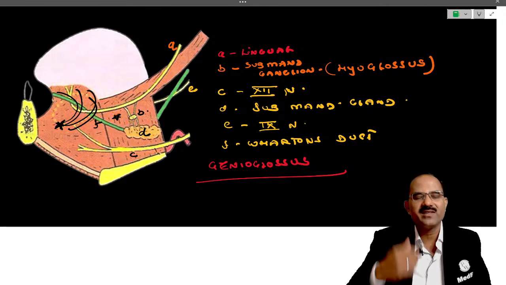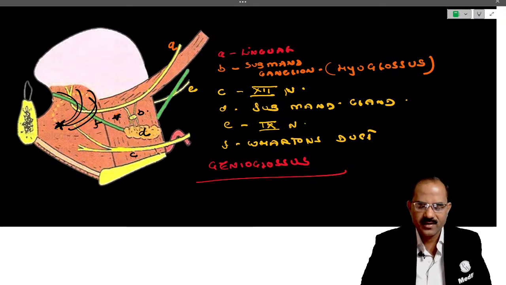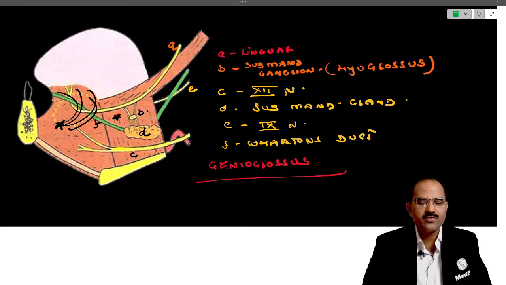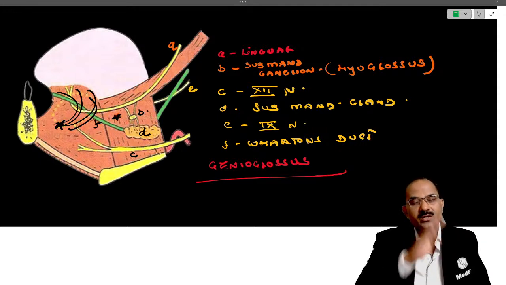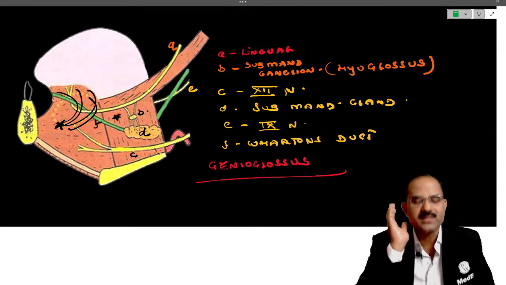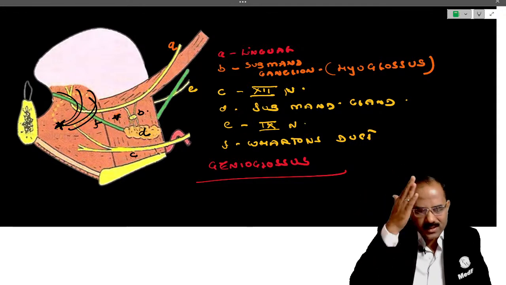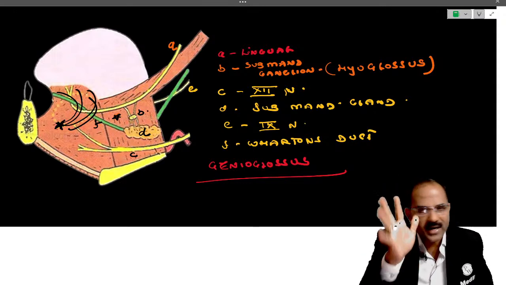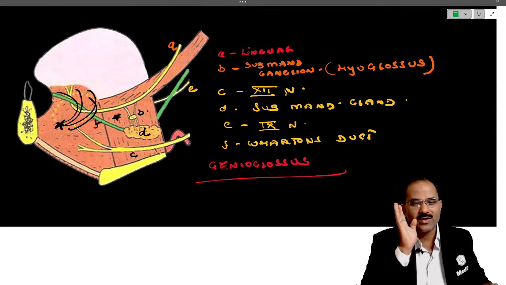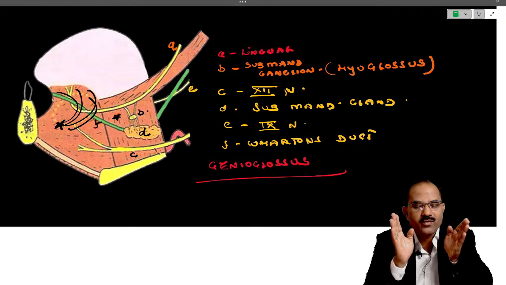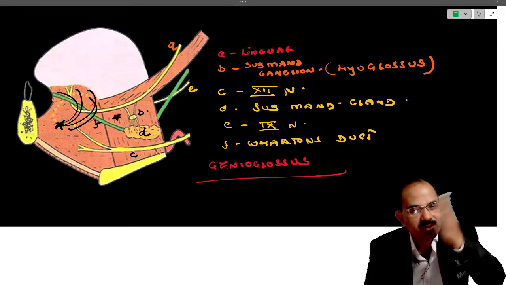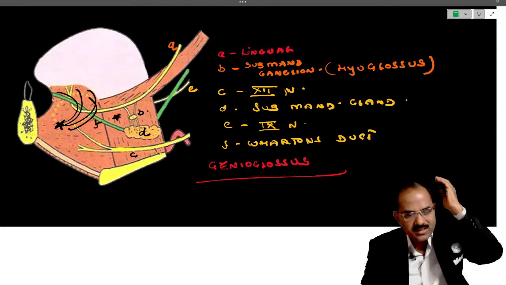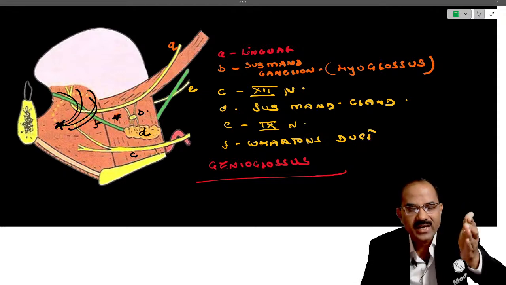If there's a lesion of the hypoglossal nerve, where is the tongue deviated? Come on. If there's a lesion of the hypoglossal nerve, the tongue is deviated to the same side of the lesion. Suppose the right hypoglossal nerve is damaged, the right genioglossus is paralyzed. The left genioglossus becomes powerful, and the left genioglossus is going to deviate the tongue to the right side.